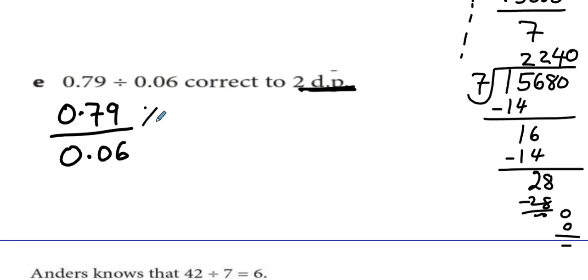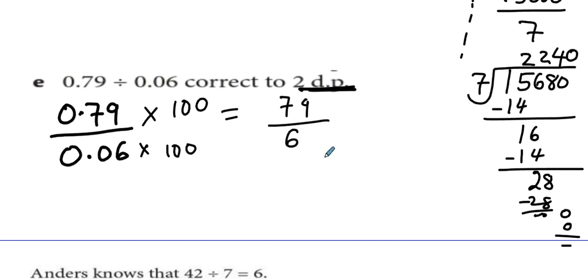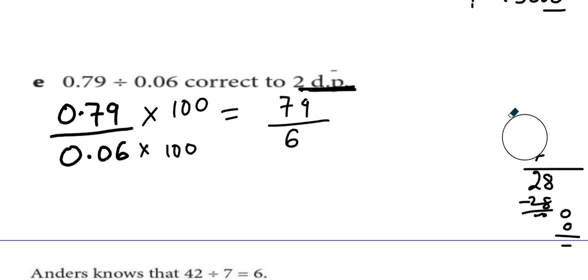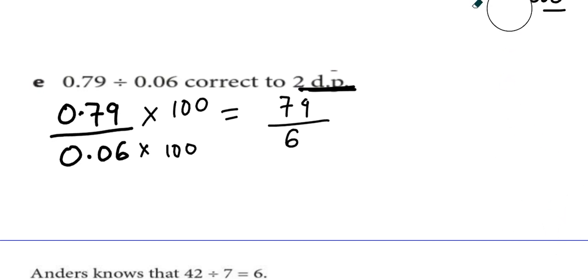So you can multiply the numerator by 100 and multiply the denominator by 100, because in each case the decimal places are balanced. Okay, so 0.79 times 100 is 79, and 0.06 times 100 is 6. So what you are going to do is use the long division method to divide that. Now here there is a trick. Let me show you the trick.